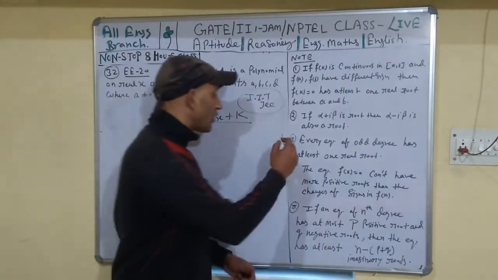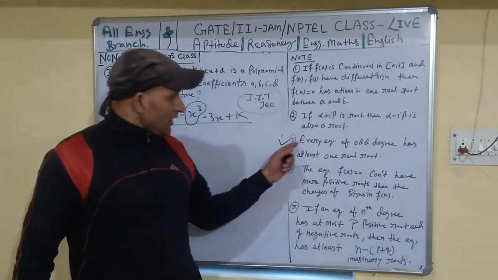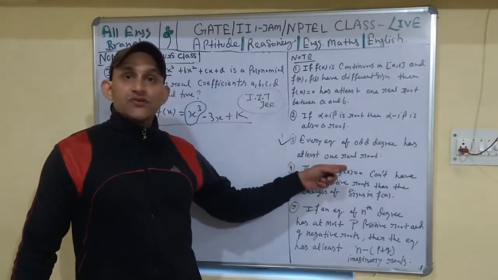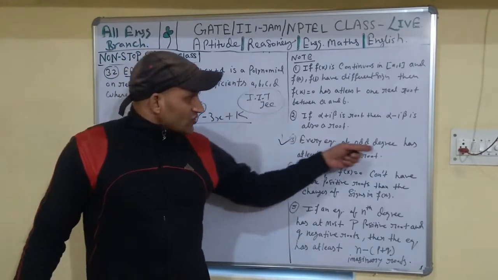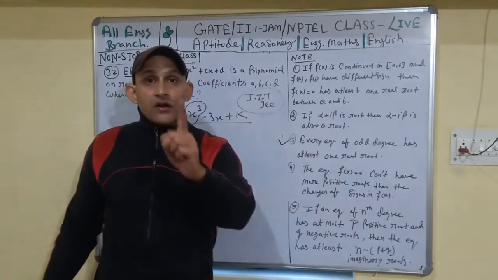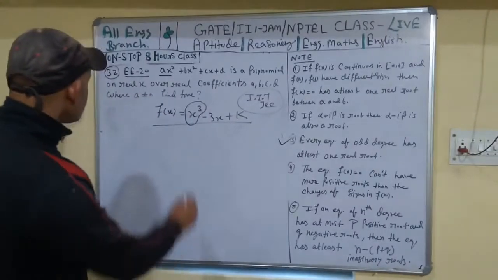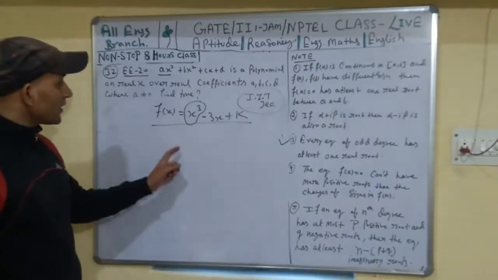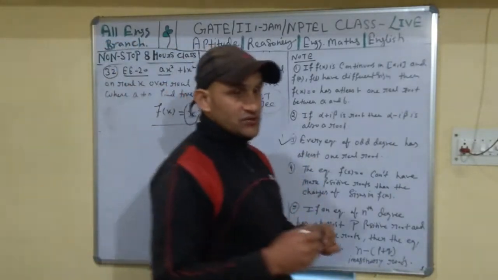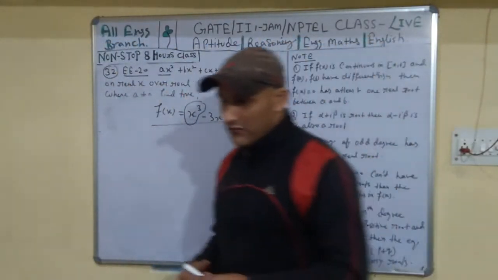The same question was asked in the GATE exam in 2019 or 2018. Every equation of odd degree has at least one real root, you must note it. So there is one real root, and we have to find the remaining roots. Are they complex or real? We have to check it.